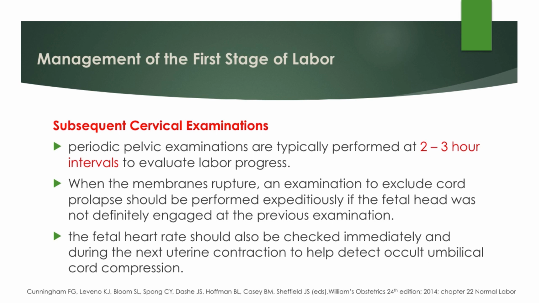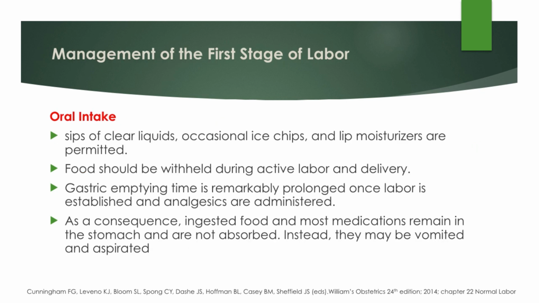So when do we do subsequent cervical examinations? Periodic pelvic examinations are typically performed at 2 to 3 hour intervals to evaluate labor progress. Now, when the membranes have already ruptured, an examination to exclude cord prolapse should be performed expeditiously if the fetal head was not definitely engaged at the previous examination. The fetal heart rate should also be checked immediately and during the next uterine contraction to help detect occult umbilical cord compression.